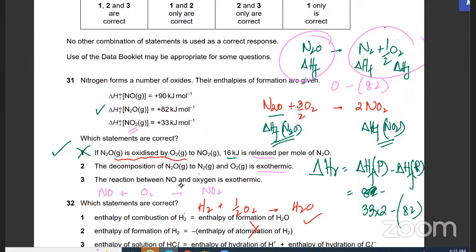So again, it's going to be product minus reactants, right? Enthalpy of formation, enthalpy of formation, enthalpy of formation. All of them are given. So NO2 is 33, that's my product, and the enthalpy of formation of NO is 90. So that's my reactant, minus 90. And that is coming out to be exothermic. Okay, is this clear? Yes.